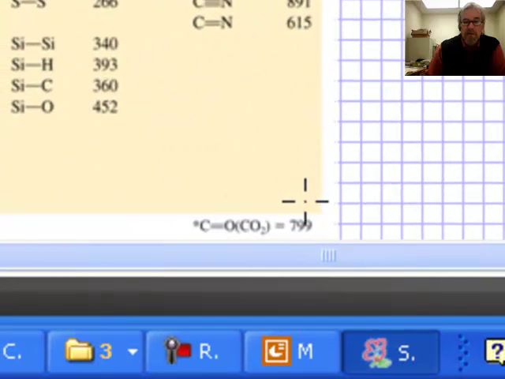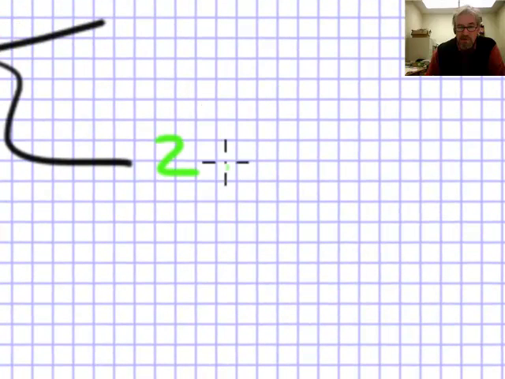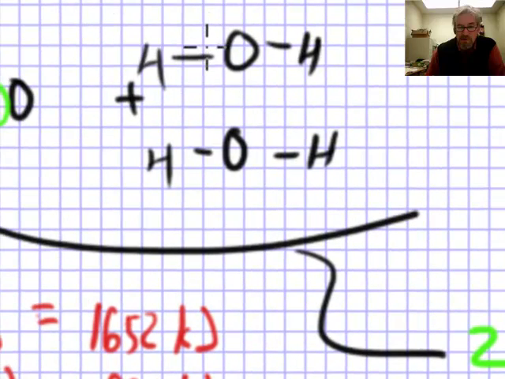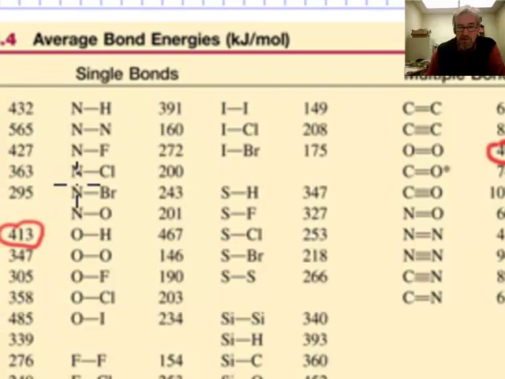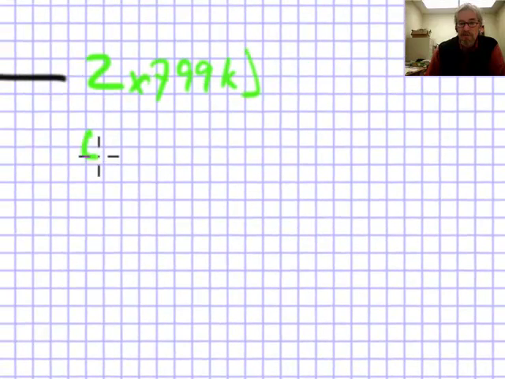There's a little footnote on this chart down there. And it's 799. So 2 times 799 kilojoules. That energy will be released as the C=O bonds form in carbon dioxide. And then I'm going to form 4 OH bonds. If I look at OH on the chart, it's right here. That's a 467 kilojoule bond. So 4 times 467 kilojoules.